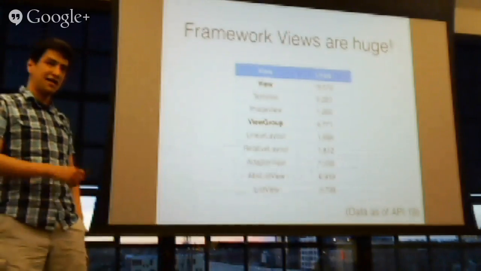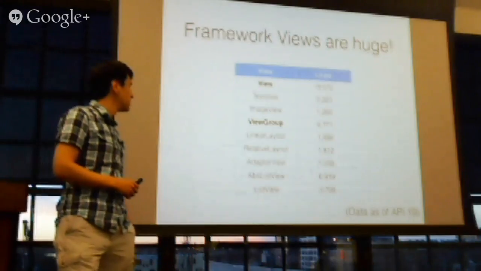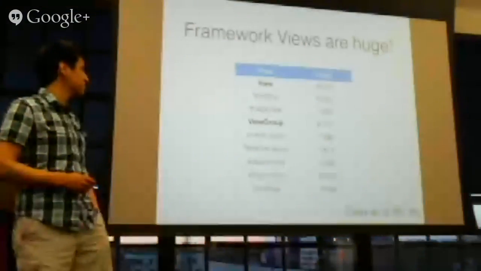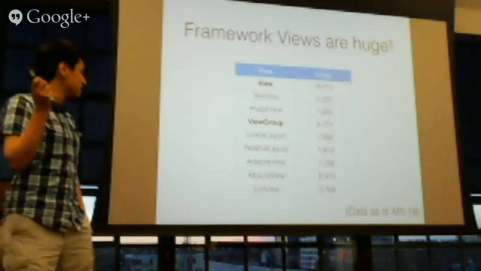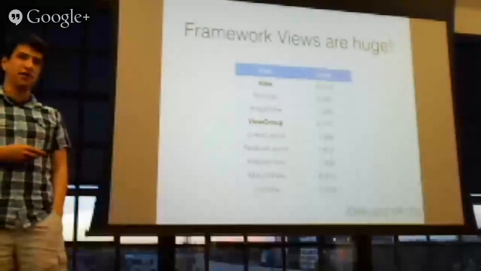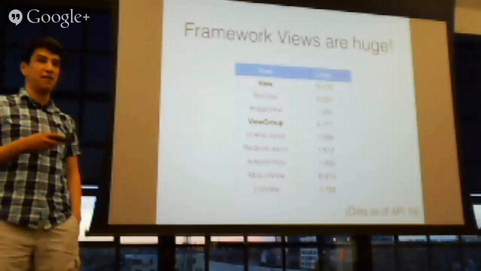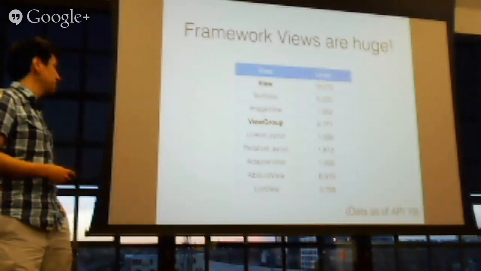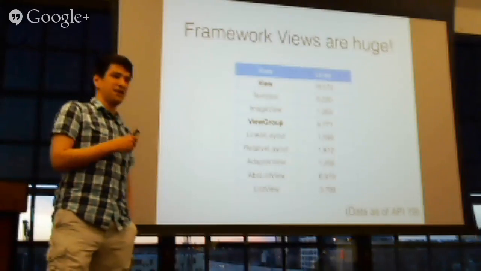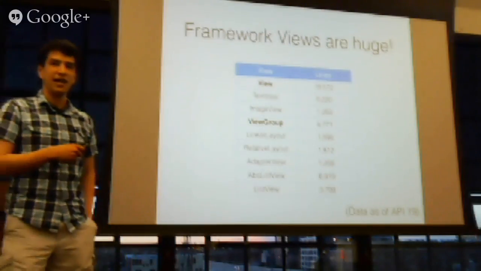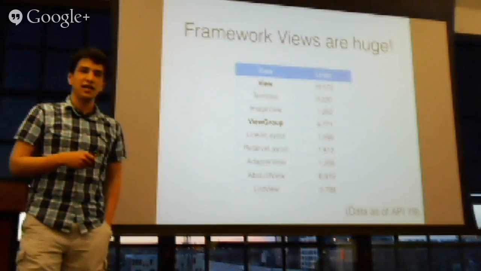The base view class is almost 20,000 lines of code. Text view is almost 9,000 lines on top of that. The list view class, it looks like it's only 3,800 lines of code, but that builds off of abs list view, which builds off of adapter view, which builds off of view group, which builds off of view, which is a total of about 38,000 lines of code. And I'm not going to do a custom view.